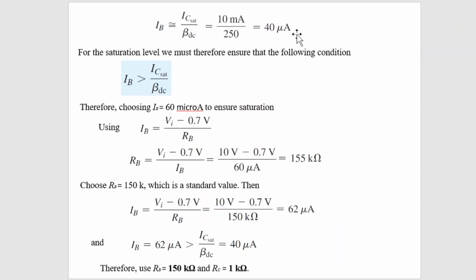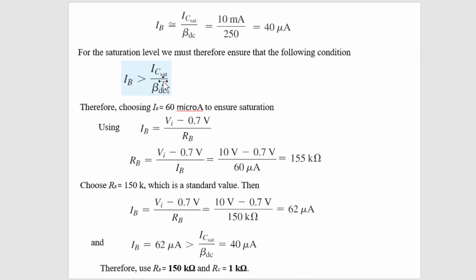So you can choose 50, 45, 60, 65, any number. Here I have chosen a number, but whatever number you choose, it should be reasonable. Let us assume that the base current IB is 60 microampere. To ensure that the transistor is in saturation, because IB is equal to 40 microampere, if you choose 60, 60 is greater than 40, that means we are ensuring that the transistor is in saturation.